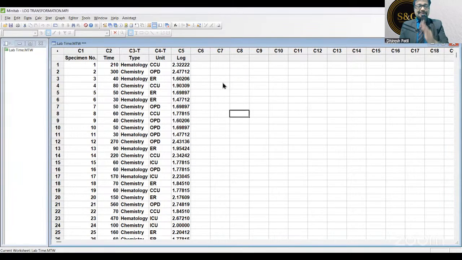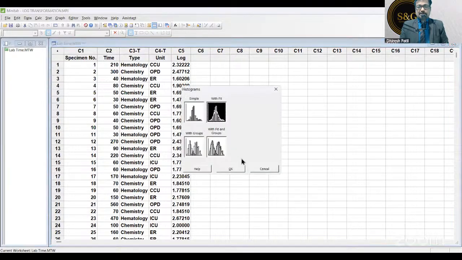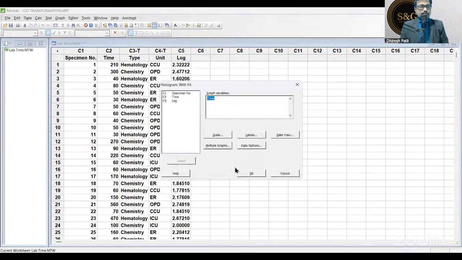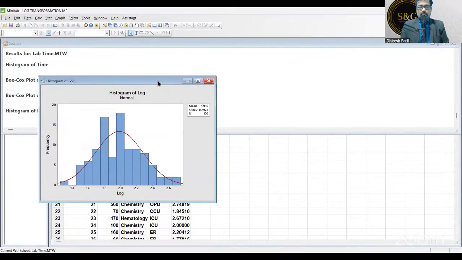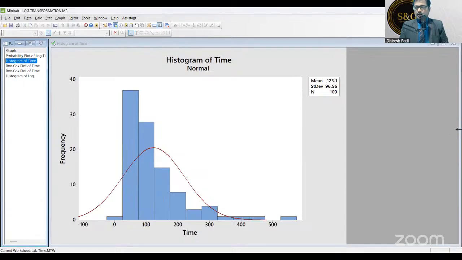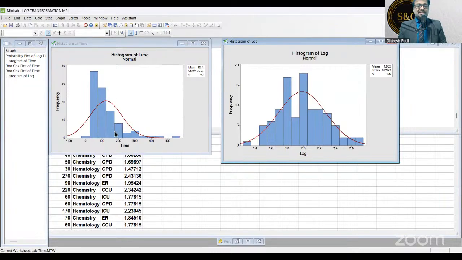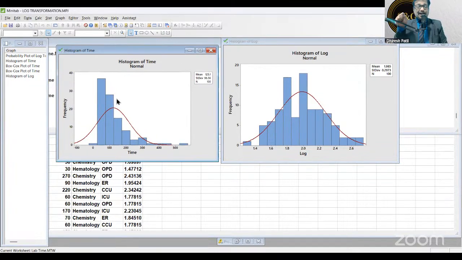Now, once it is done, can you just check whether it is transformed into normal distribution? Just check that. Go to graph, go to histogram, select with fit. You're not getting it? Select log data. I'll come to that. So let's look at this. Let me put both the graphs beside each other. Can you see here the first graph of the time and the second graph of log?